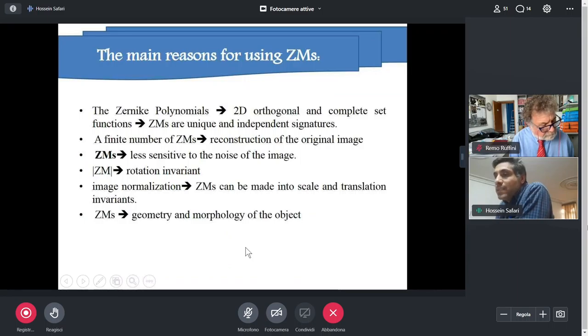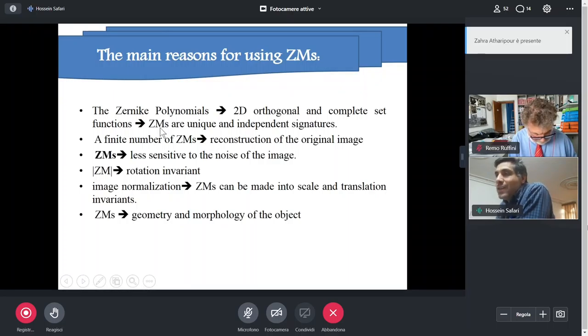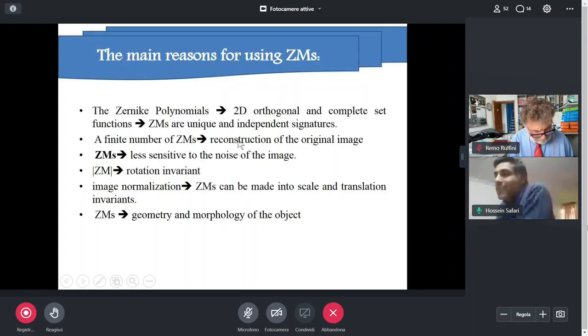The main reason for using Zernike moments to describe an image is that the Zernike polynomials, as shown in the previous slides, are two-dimensional orthogonal functions, a complex orthogonal function set. So if we convert an image to a one-dimensional finite array, the Zernike moments should be unique and independent signatures. And as I showed in the reconstruction, using a finite number of Zernike moments, we can reconstruct the image. So the Zernike moments can carefully describe the image.